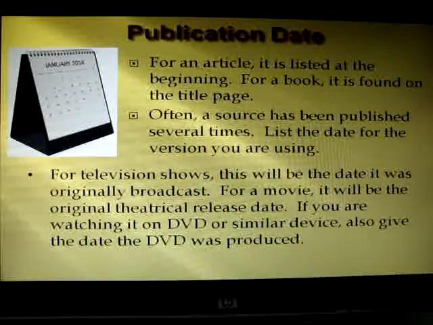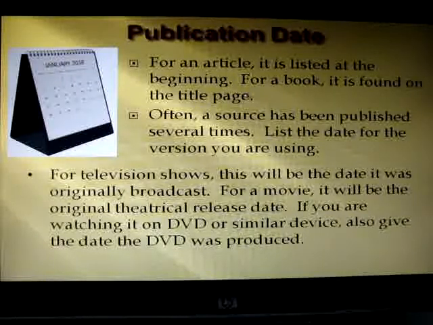Publication date. So for an article, it should be listed right at the very beginning. For a book, you'll find it inside on the title page. Often things have been published several times. I want the most current version, so the most recent date. That's what you're going to tell me. You're going to tell me the most recent date of the one that you're using.